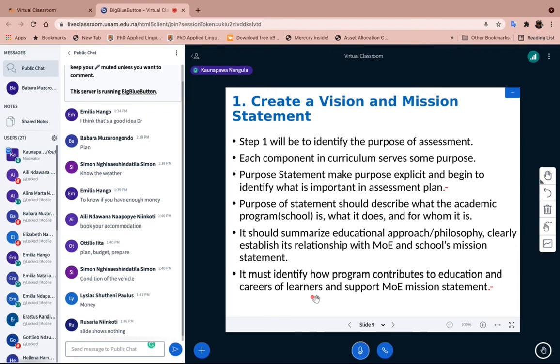That's why the mission and vision is super global. It's very general of what the program or the school's mission or purpose is. What is it going to cover? And how is it going to improve, or contribute, rather, to the career and the education of the learners? Okay, so that's the first one.